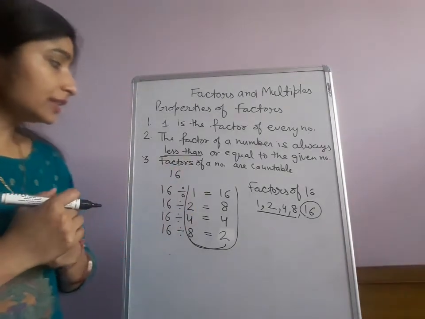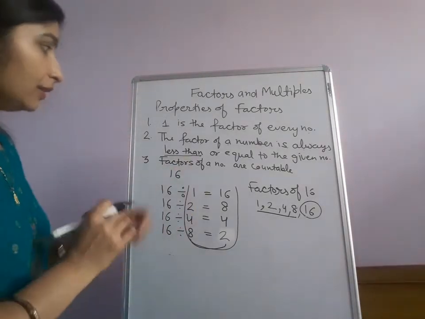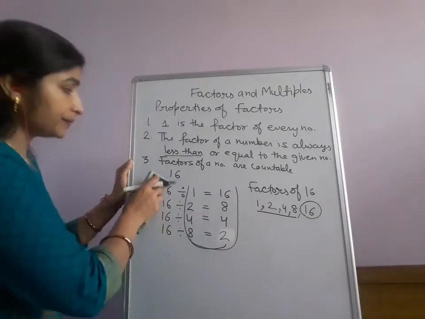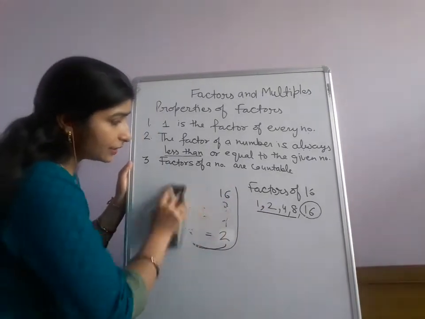And now see one more property of a number. Now I want to rub this.